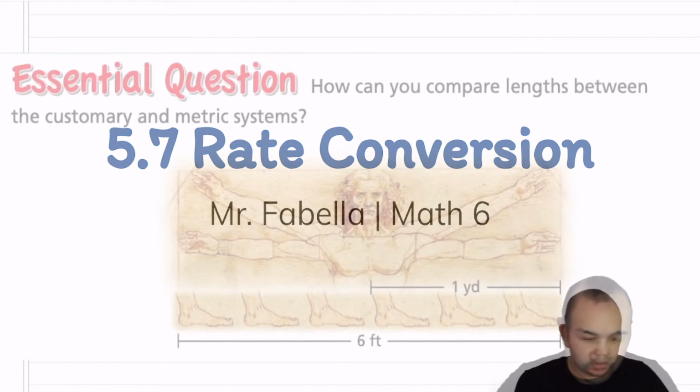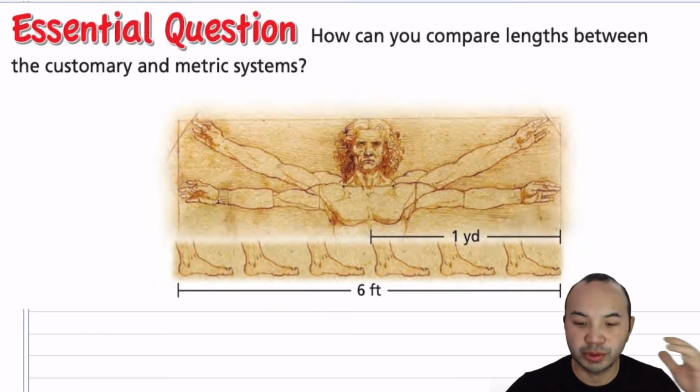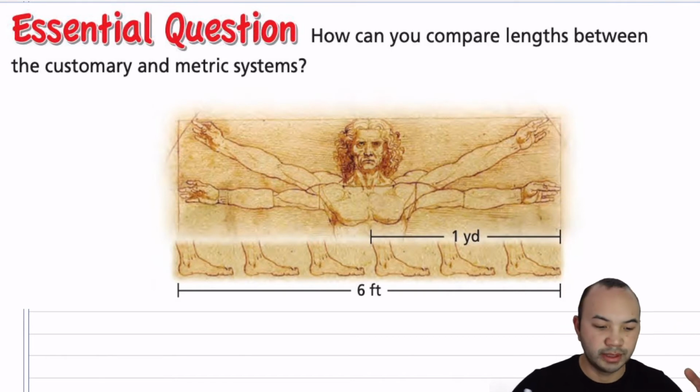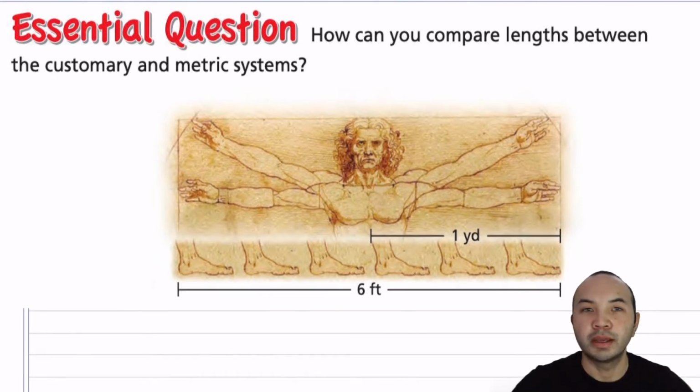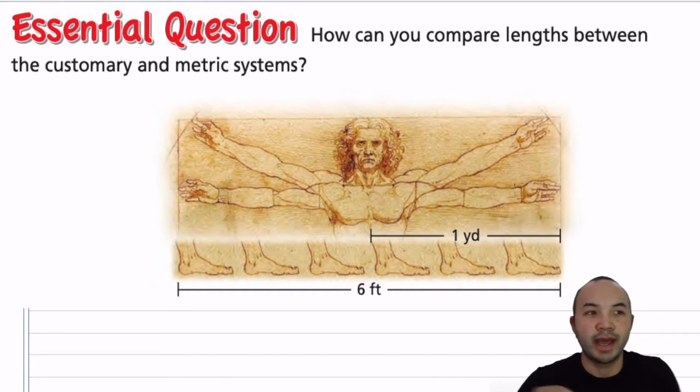With rate conversions, the essential question here is how can you compare lengths between the customary and metric systems? Before I go to that, let's talk about what customary versus metric actually means.